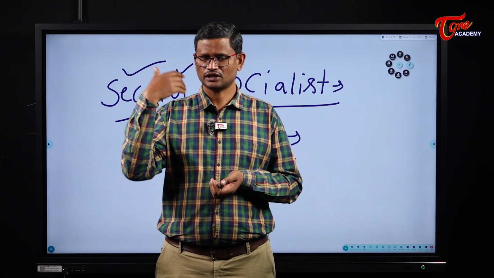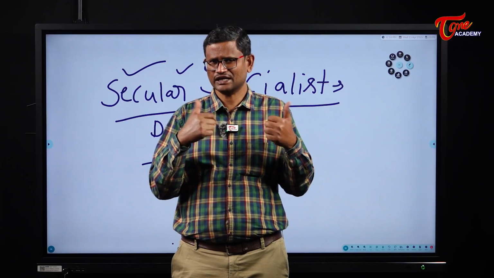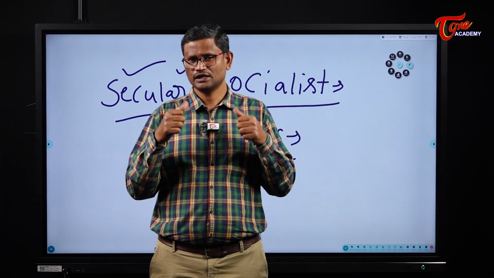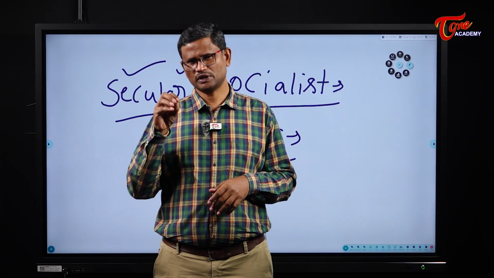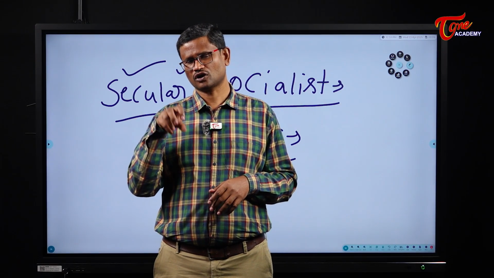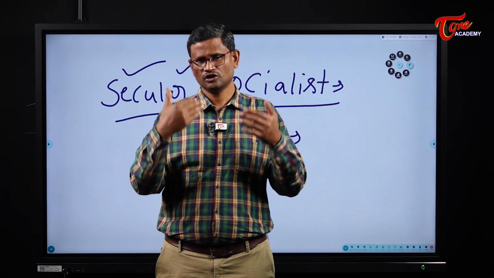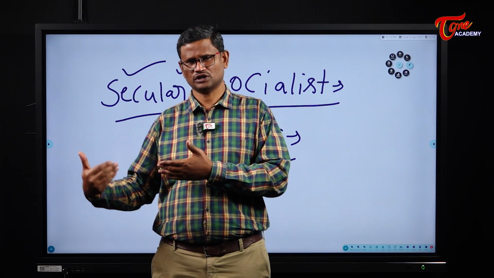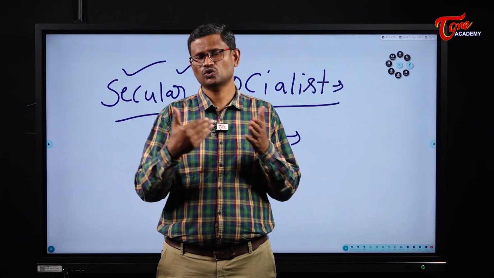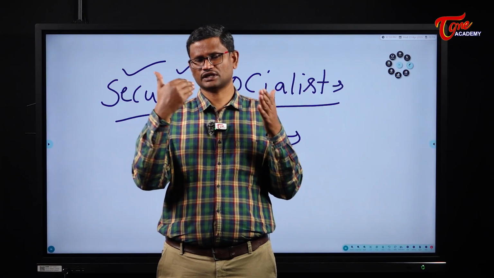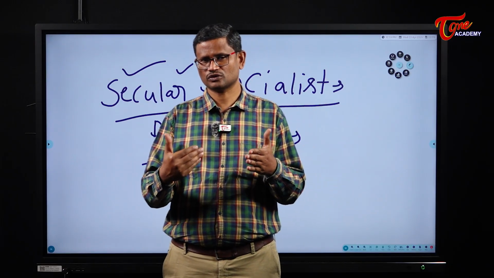The next goal: one is justice, the second one is liberty. Liberty means freedom. So what kind of liberty does the preamble speak about? Liberty of thought, expression, belief, faith and worship. With respect to liberty, it is laid down in the Constitution in Part 3 in fundamental rights. Freedom of religion is laid down in Articles 25 to 28, and other freedoms are laid down in Articles 19 to 22. Articles 25 to 28 speak about the freedom.